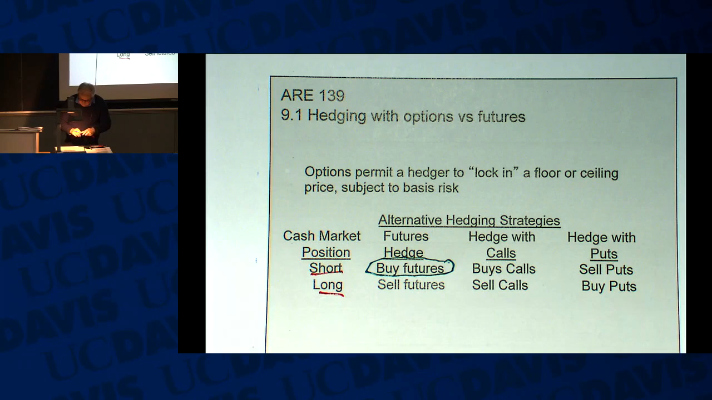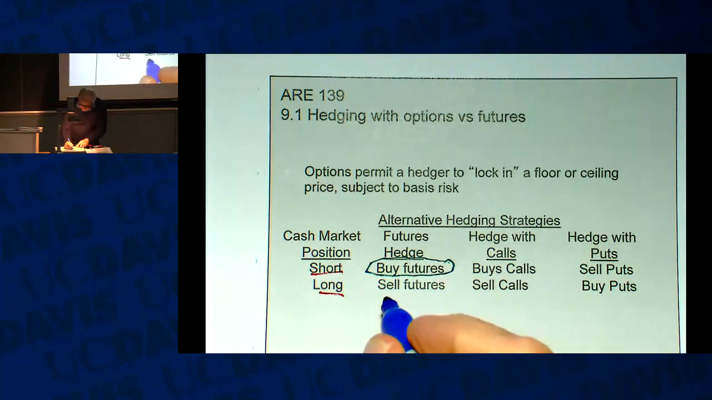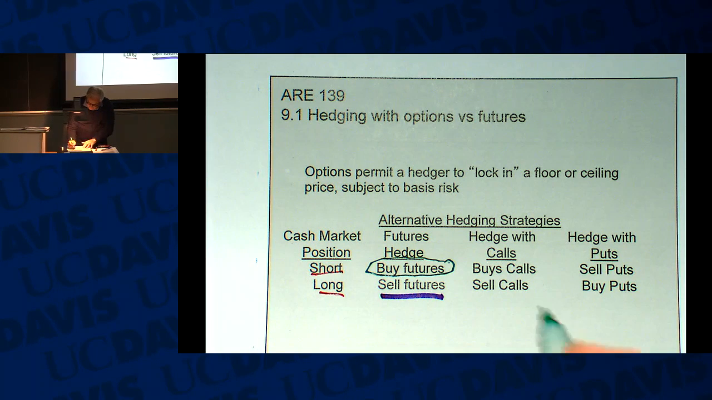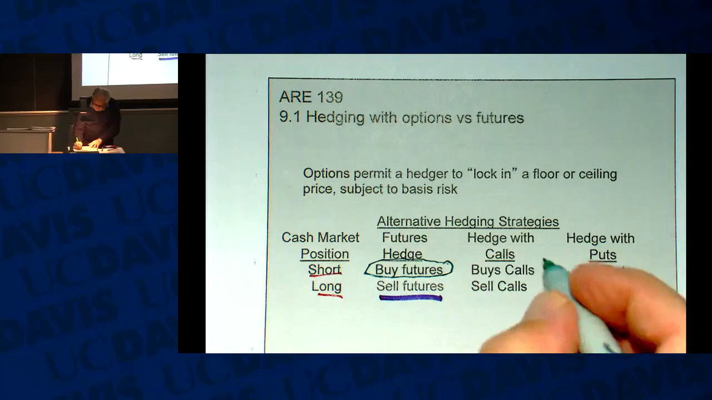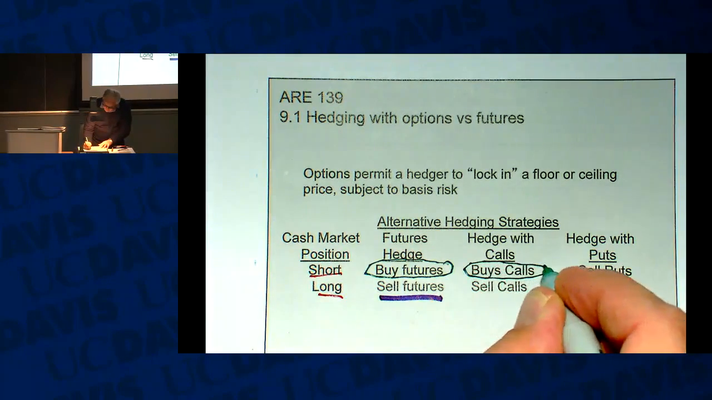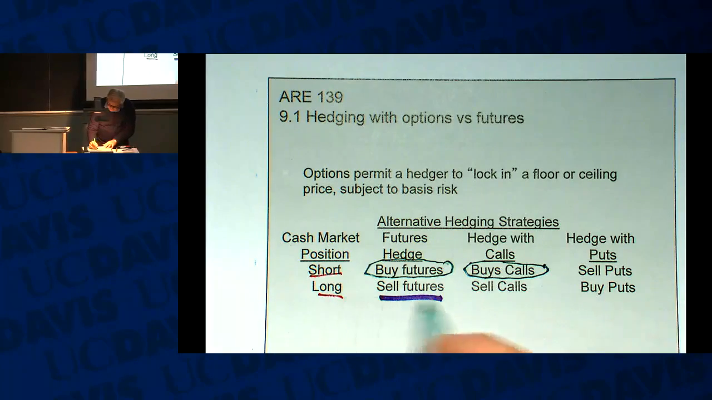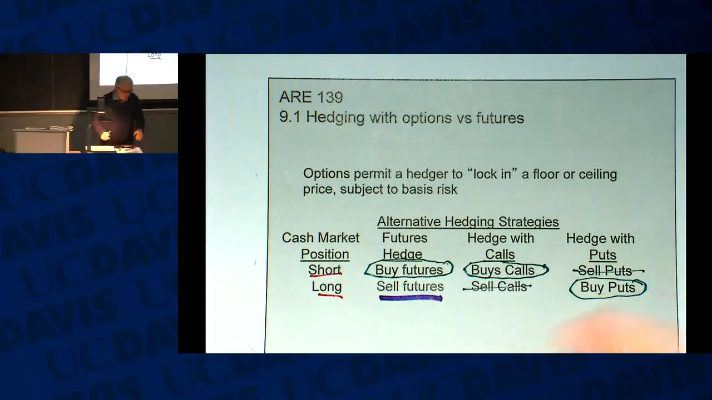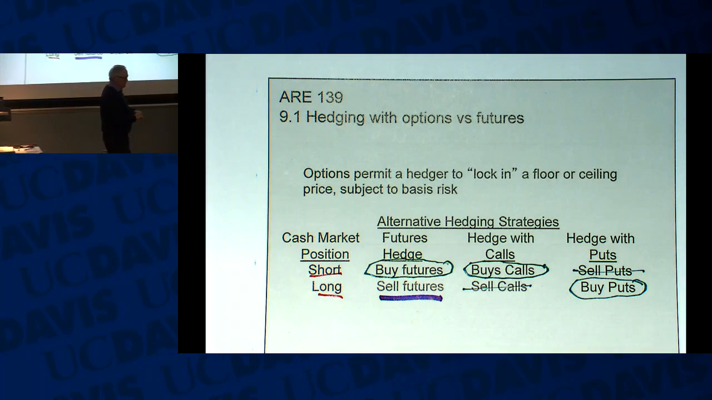If you're long in the cash market, well, then you would sell futures. You go short. Hedge with calls. If you're short, you would buy a call. Okay? Hedge with puts. If you're long, you would buy a put. These are possibilities, but you won't see them on a final, so don't worry about them too much.